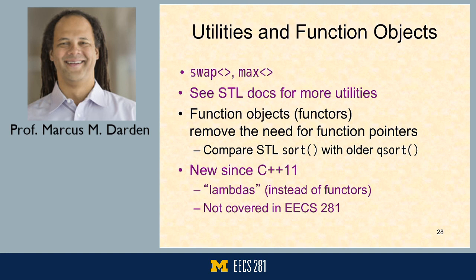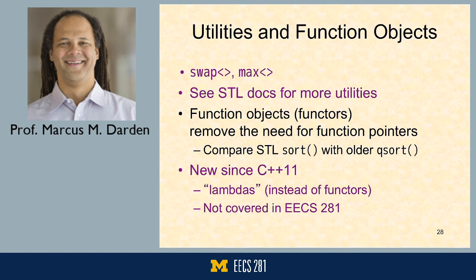Utilities and function objects, swap and max, are things to understand and know. See the STL for more on utilities. That's another really good library to understand and be familiar with, just so you can call things out of it. Function objects, which we'll be using plenty, have a bunch of different names. They're officially called function objects. Then they get a nice name, functors, which is a short version of function objects.